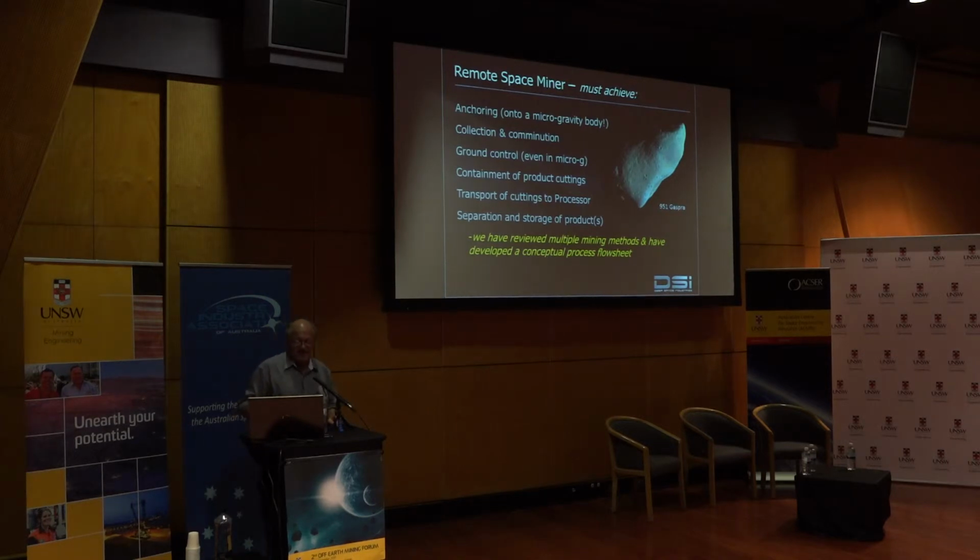Containment of product cuttings, transport of cuttings to processor, separation and storage of the product. We've reviewed multiple mining methods and have developed a humongous conceptual process flow sheet, the first simple part of which is applicable at the asteroid, and the tail end of the later part being for an in-orbit processor for delivering to the expanding orbital economy.